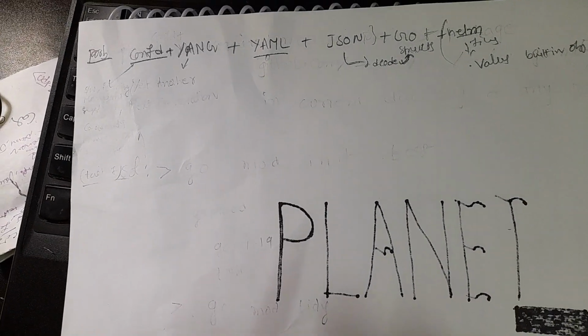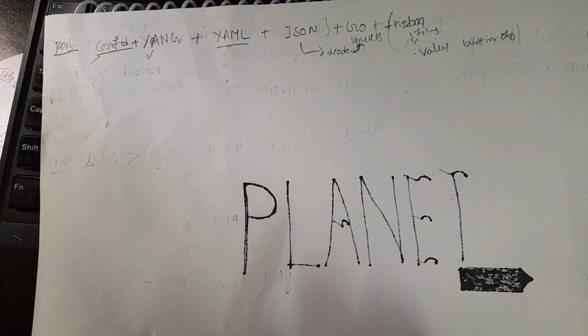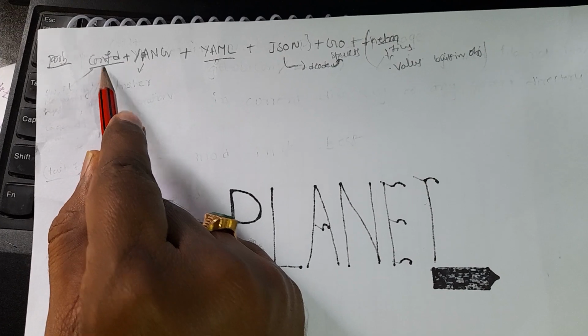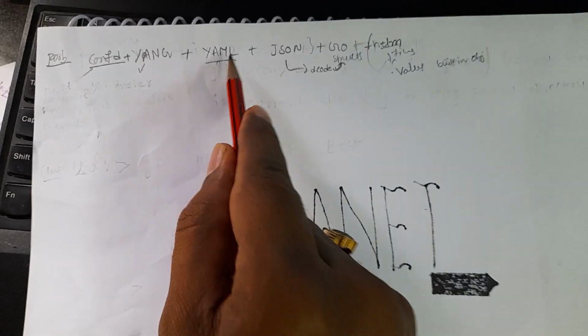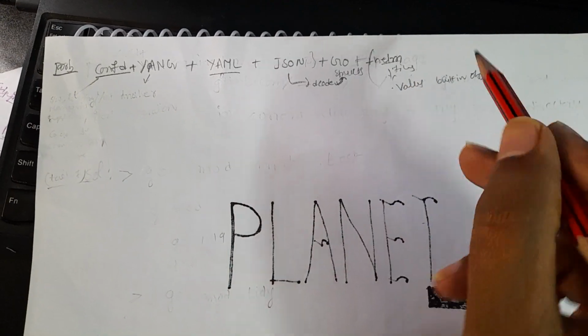Okay, today I'm going to talk about multiple things. Keywords are like ConfD, Yang, YAML, JSON, and Go, and Helm charts.